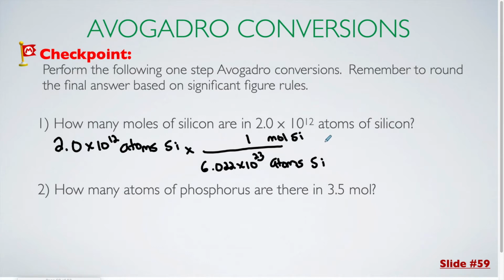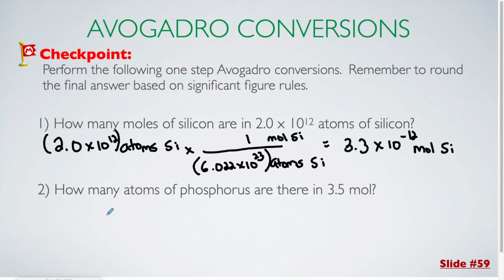Now from here I need to divide in order to get my answer. As you plug this into a calculator, it is very important that you put both of these numbers within parentheses. Otherwise the order of operations is going to get mixed up and you are not going to end up with the right answer. If you divide these two correctly, you should end up with 3.3 times 10 to the negative 12th power, and that's moles of Si.